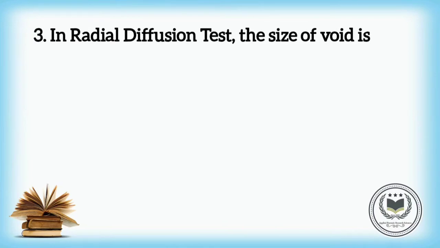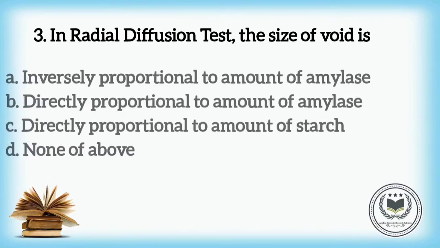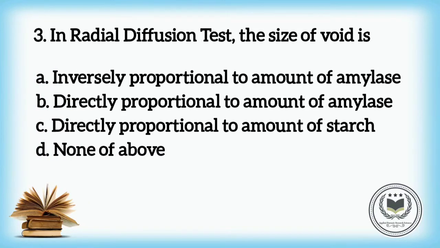The question number 3 is, in radial diffusion test, the size of iod is A, inversely proportional to amount of amylase. B, directly proportional to amount of amylase. C, directly proportional to amount of starch. D, none of above. And the correct option is B, directly proportional to amount of amylase.